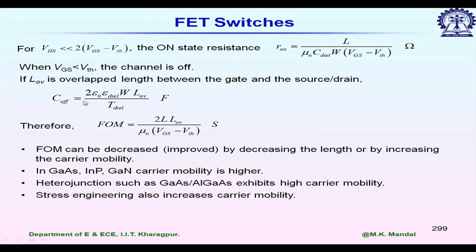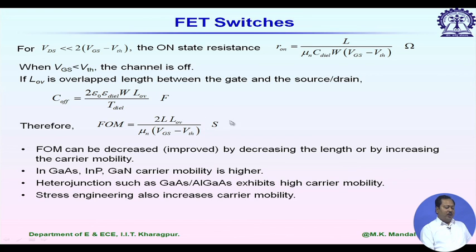the off-state capacitance we can represent as twice epsilon dielectric into W L overlap divided by T dielectric, it is in farad. So, for this given FET, we can calculate the figure of merit. It comes simply R into C, which is twice L LOV divided by mu n into (VGS minus VTH), and the unit is second.